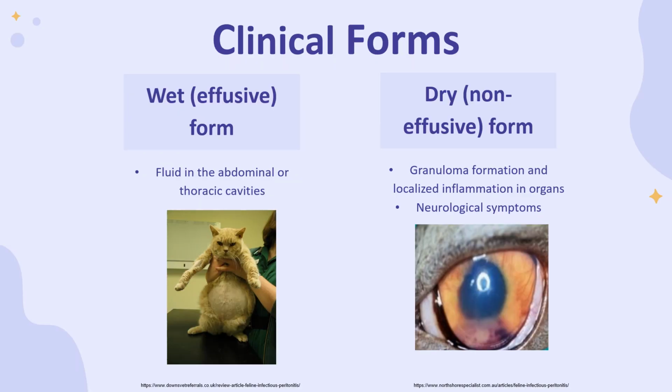FIP presents in two main clinical forms. The first form, the wet effusive form, is characterized by the accumulation of fluid in the abdominal or thoracic cavities. This fluid is typically high in protein content and inflammatory cells, making the wet form a rapidly progressive and fatal manifestation of the disease. The second form, the dry non-effusive form, is marked by granuloma formation and localized inflammation in organs. Neurological symptoms and ocular involvement are common clinical findings.